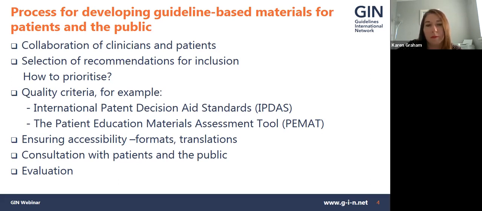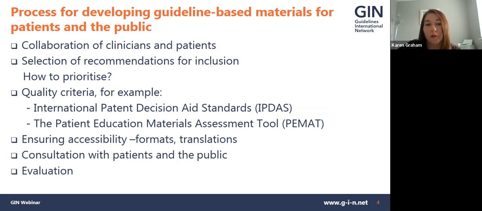Similarly, the Patient Education Materials Assessment Tool is an instrument that assesses the understandability and also the actionability of print materials and also audio-visual materials. So again, it looks at, would patients be able to understand what they've got in your material? So is the information clear? Is the purpose clear to people? Is the information in chunks? Is it broken down so that people can understand it, and so on?